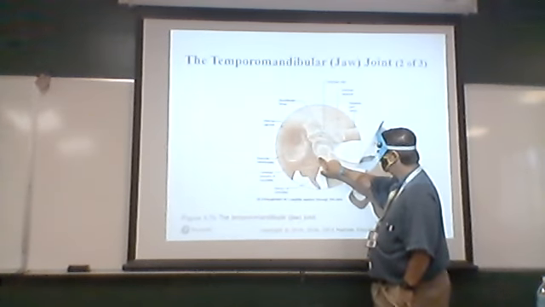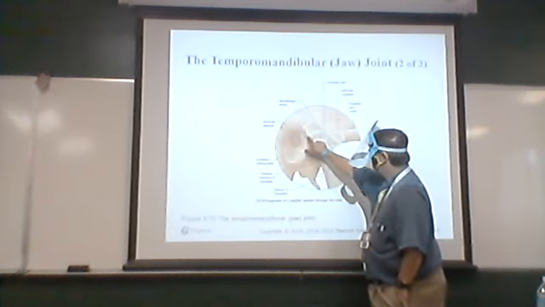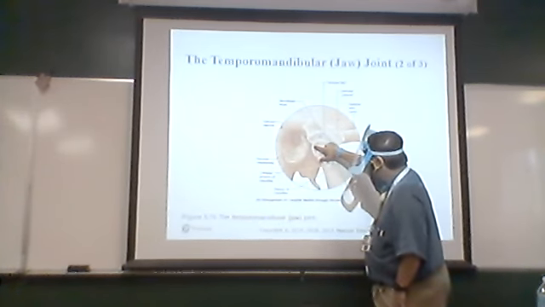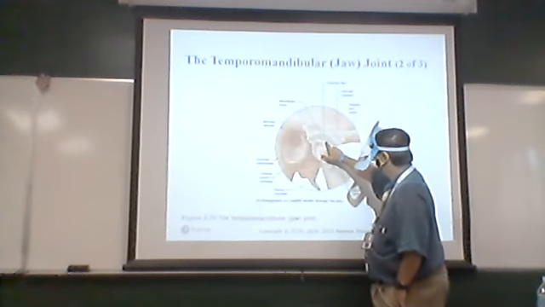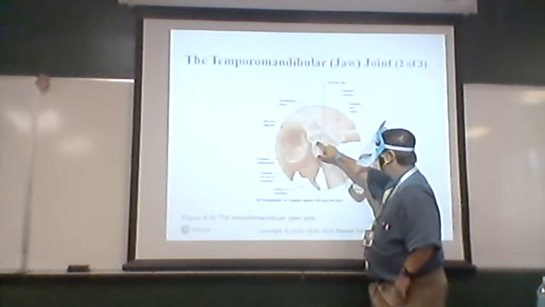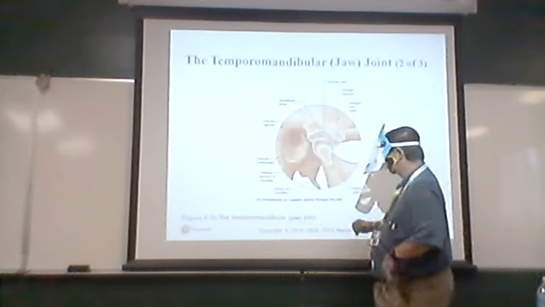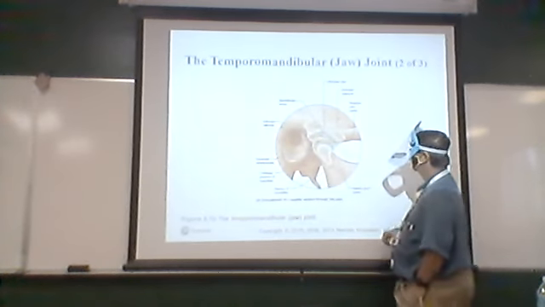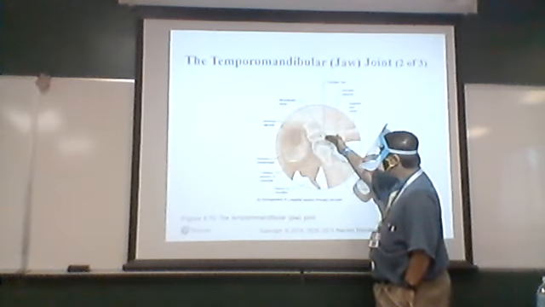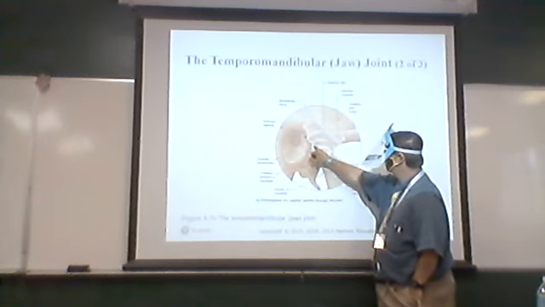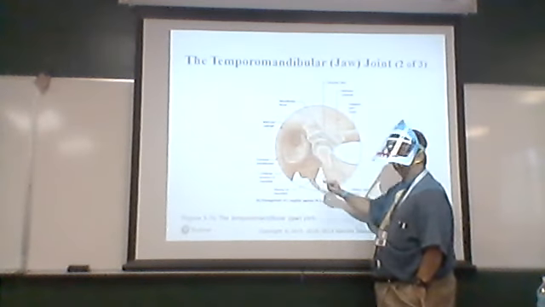Inside the capsule. Here we have the capsule, okay? We have synovial membranes making synovial fluid. It lubricates this area where you have the two articular surfaces made out of hyaline cartilage rubbing on each other. This upper articular surface is on the temporal bone, this lower one is on the condyle.